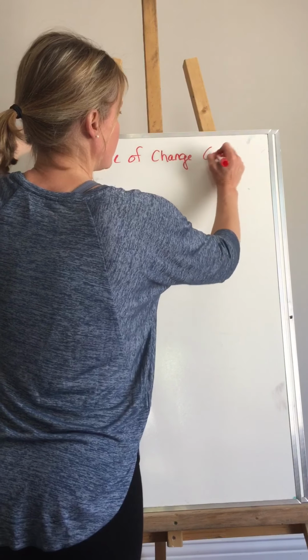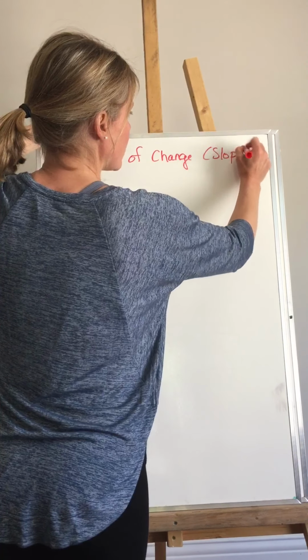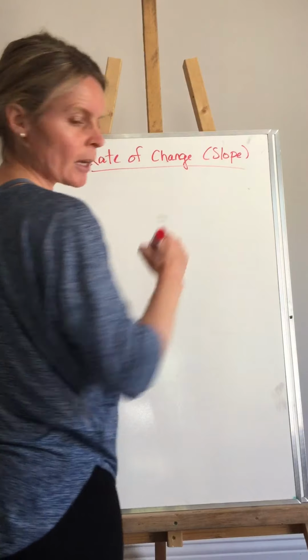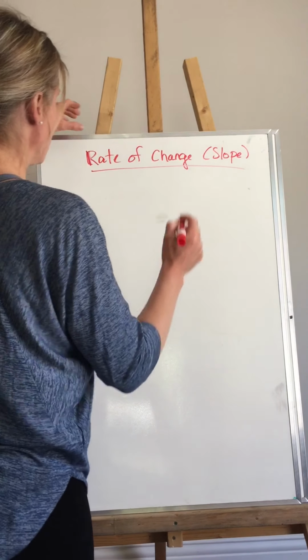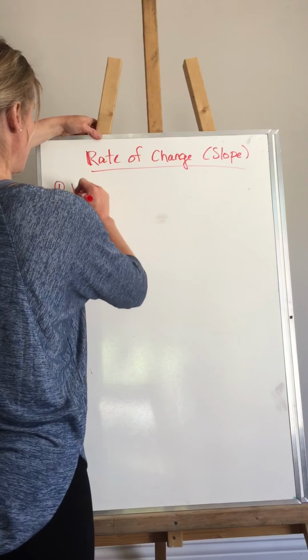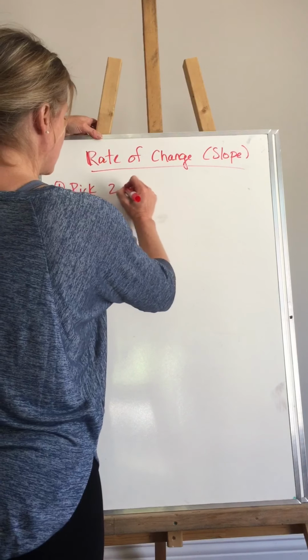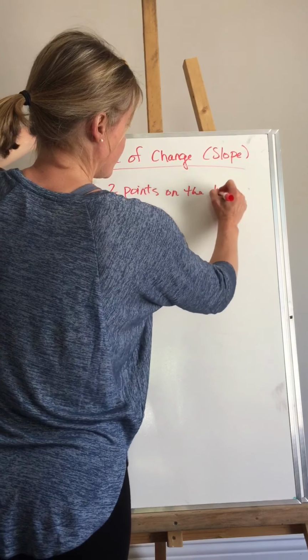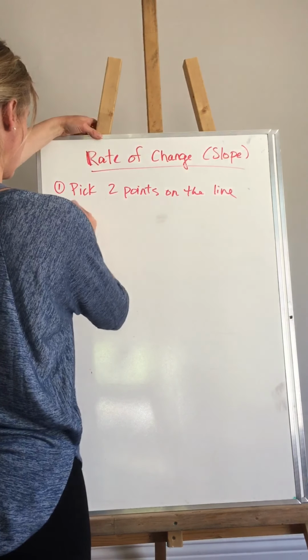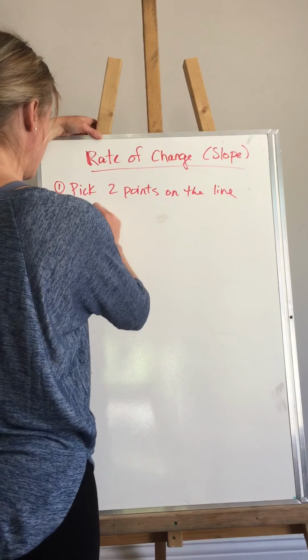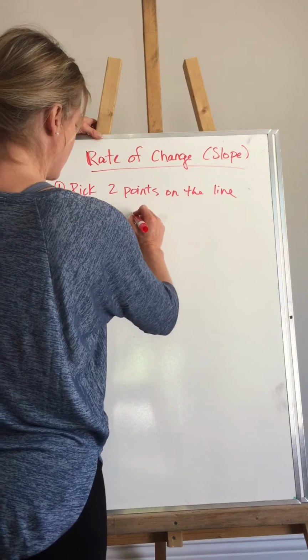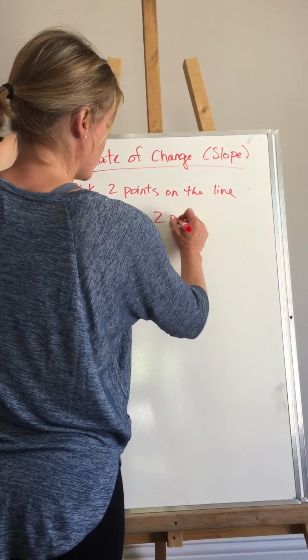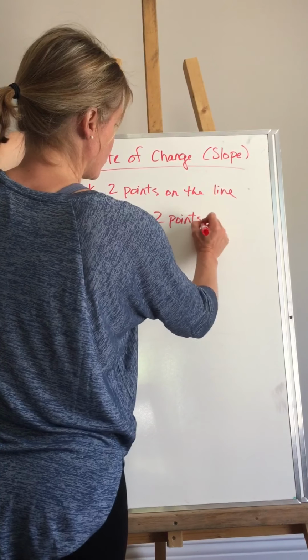So sometimes it's called slope, okay? The rate of change is also finding the slope of the line. So remember, your first step is to pick 2 points on the line. Okay, your second step is to stack the 2 points. Okay, one on top of the other.